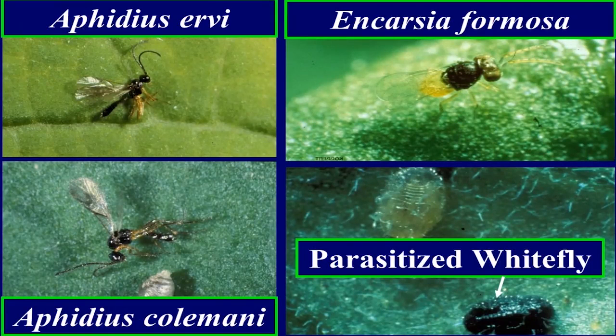So let's talk about parasitoids. Aphidius ervi at the top, Aphidius colemani at the bottom, those are aphid parasitoids. Over here on the top right is Encarsia formosa, and the bottom is what happens to a whitefly that's been parasitized by Encarsia formosa. It turns distinctly black. If it was not parasitized, it would be basically translucent, which is shown on the top part of that image.